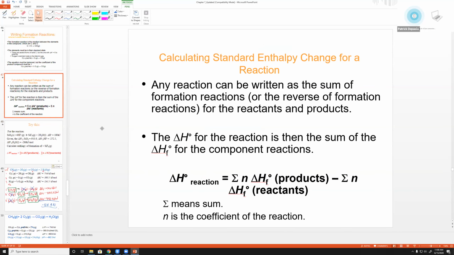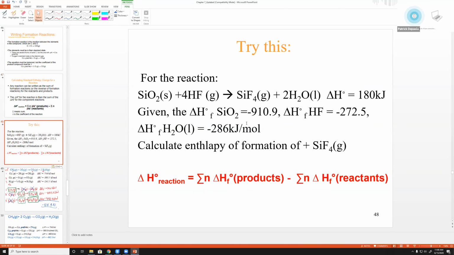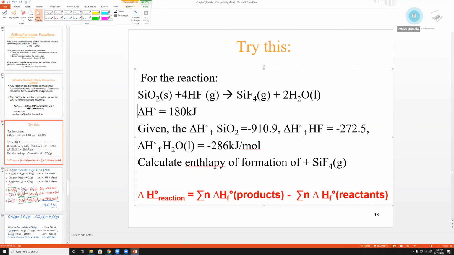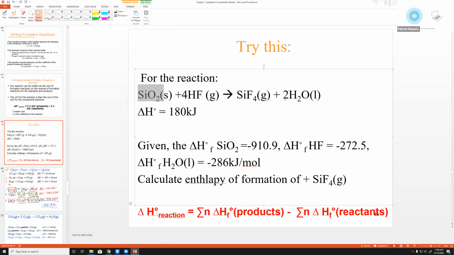Paste. All right. So we went over that the standard enthalpy for reactions can be written as the sum of the enthalpy of the products minus the enthalpy of the reactants. And that's what we can do here. So for this reaction, this one right here, the standard enthalpy is 180. Given the enthalpy of formation for the silicon dioxide is this, the HF is that, and the H2O is that, calculate the enthalpy of formation of silicon tetrafluoride. We can use this equation to do that.